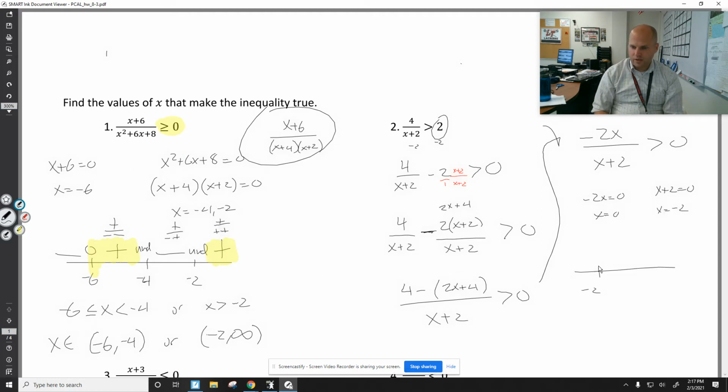Now, I'll show you another way to do this, but I'm not sure if it's going to work as well as I think.